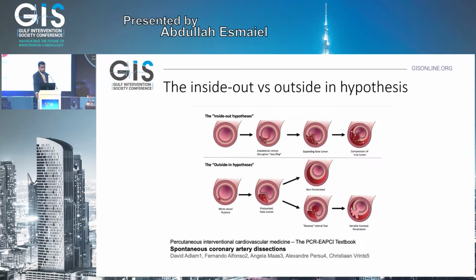The outside-in hypothesis is when you have a microvessel rupture, followed by increased pressure on the false lumen, and this can result in fenestration or leak into the true lumen or not. And this is the strongest hypothesis, supported by OCT imaging, since most cases of SCAD have no fenestration, which is type 2 SCAD. We're going to come to that in a second.